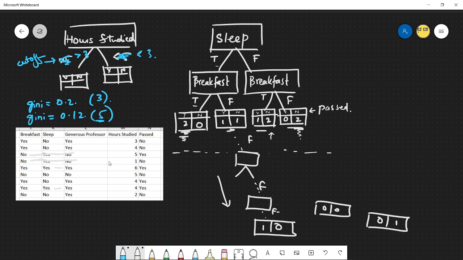But I'll leave that as an exercise for you guys: not only use these 3 to make a decision tree here, but instead use all 4 attributes and try to come up with the best decision tree that is able to predict if a student passes or fails.